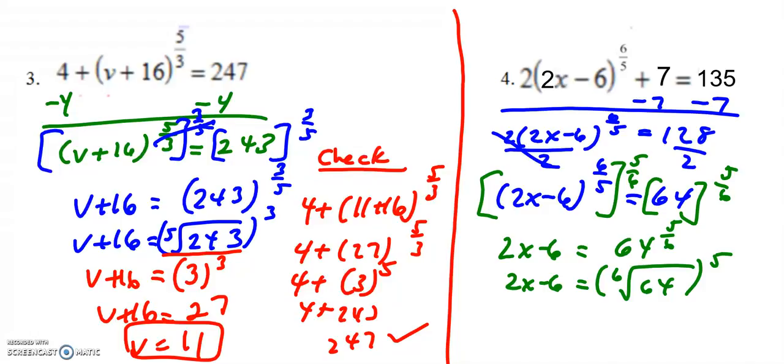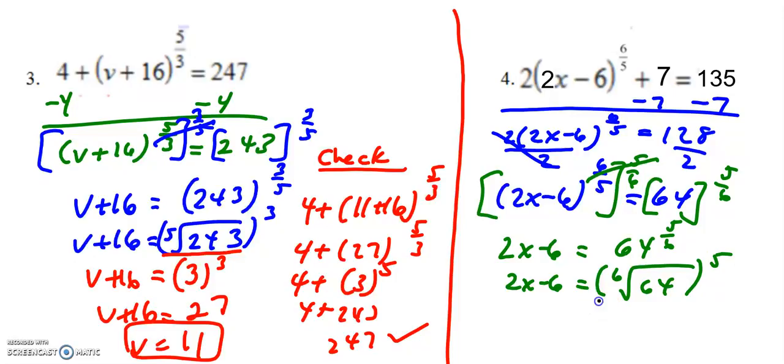Okay guys, again, I didn't do the whole problem, but just to check back in with you. If you subtracted 7 first and got 128, great job. If then you knew to isolate the parentheses and divided by 2 and got 64, again, great job. Then I raised each side to the 5/6, so these crossed out. You get 2x minus 6 on this side equals 64 to the 5/6, which is really the same thing as 64 to the 1/6 power, or the 6th root of 64 to the 5th.